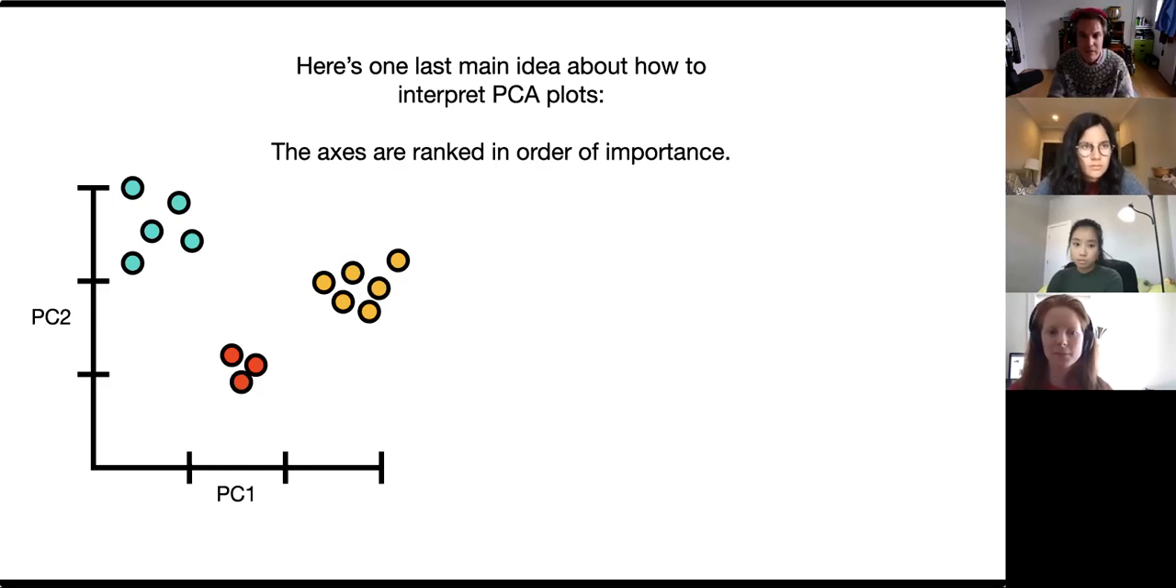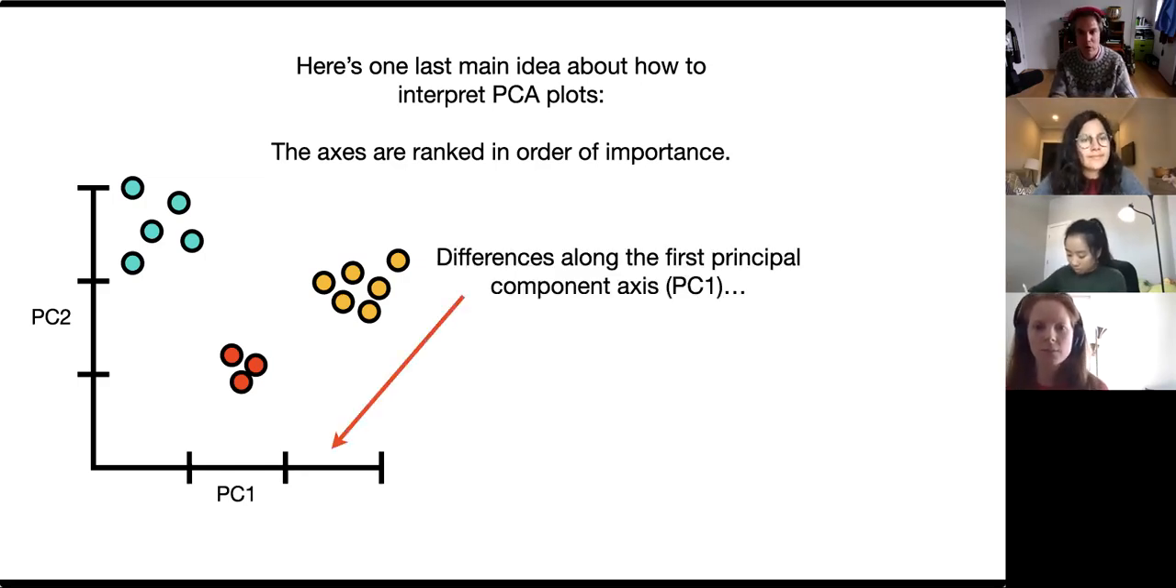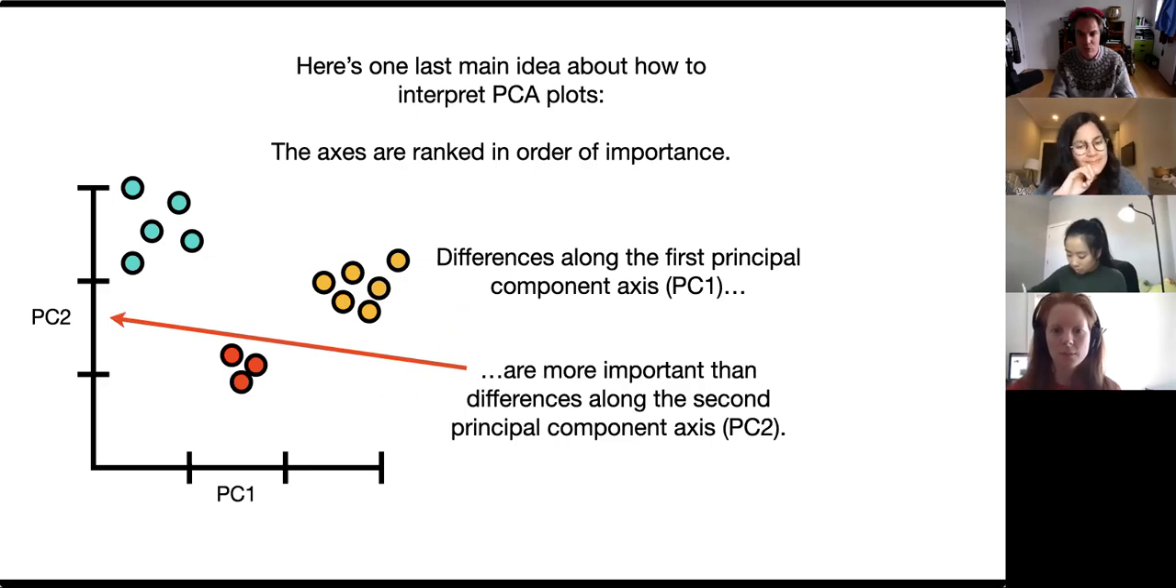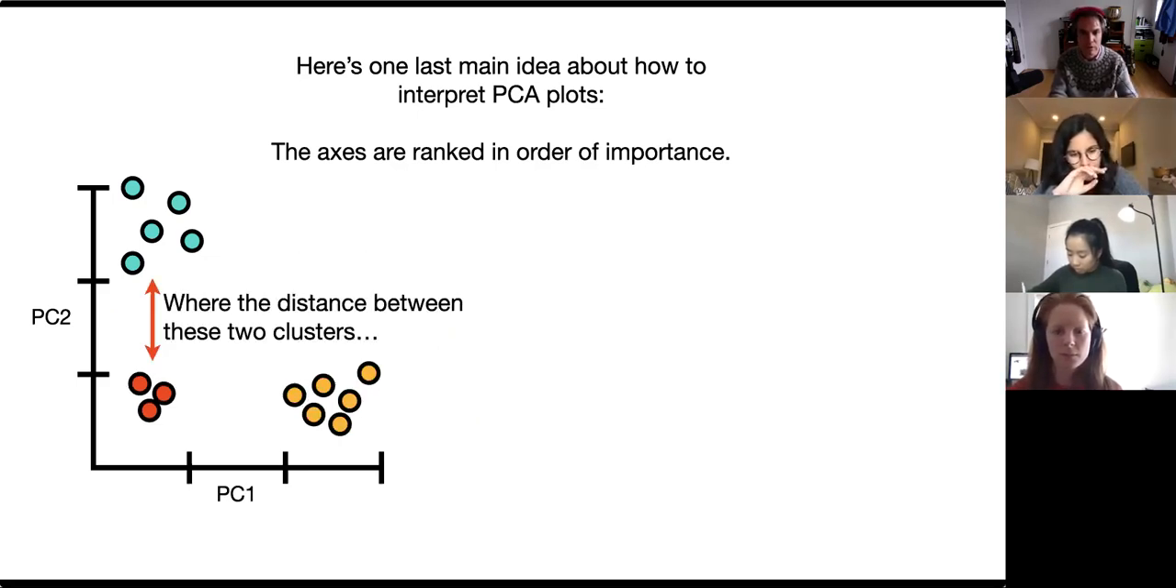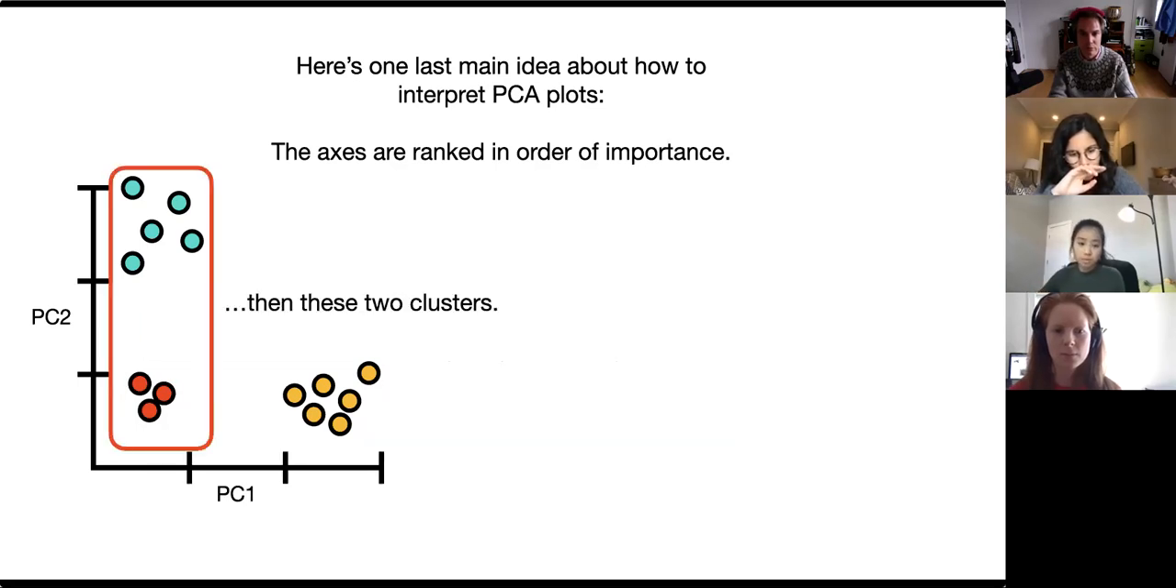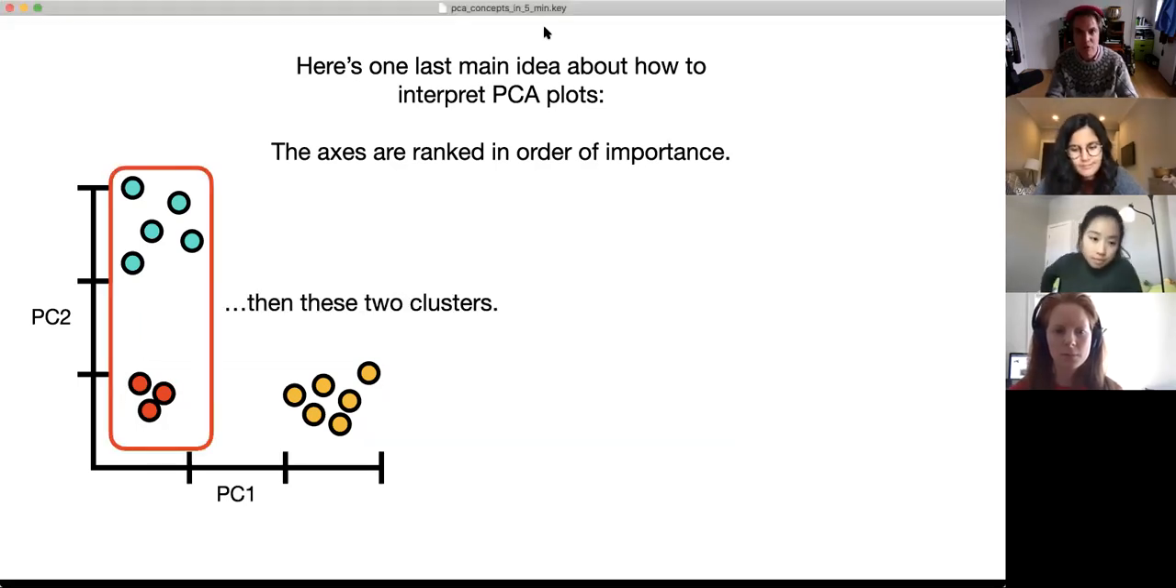Here's one last main idea about how to interpret PCA plots. This is stuff we've already talked about. The axes are in order of importance, and the more important differences are along the first principal axis, then the second. So I'm just sort of repeating what we're doing. So what I'm going to do is pause the video, because we've pretty much got PCA down solid right now.